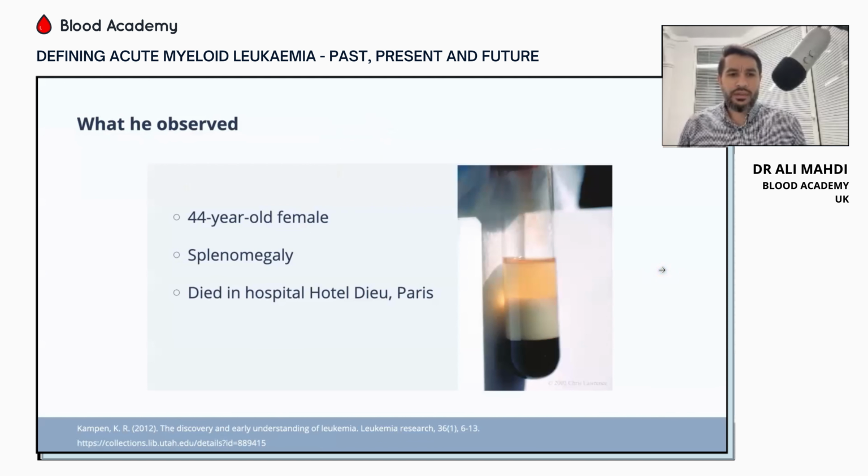And this really spanned from an interesting case that he came across. It was a particular case of a 44-year-old female who presented with splenomegaly and a very raised white cell count. And obviously they didn't have automated analyzers at the time. But you can tell from this centrifuge sample here, the buffy coat is massively enlarged in comparison to the plasma and the red cells at the bottom. But certainly there was evidence there that the patient had a significant leukocytosis. And unfortunately, due to the limitations of their diagnostics and their therapy, she died soon after presenting.